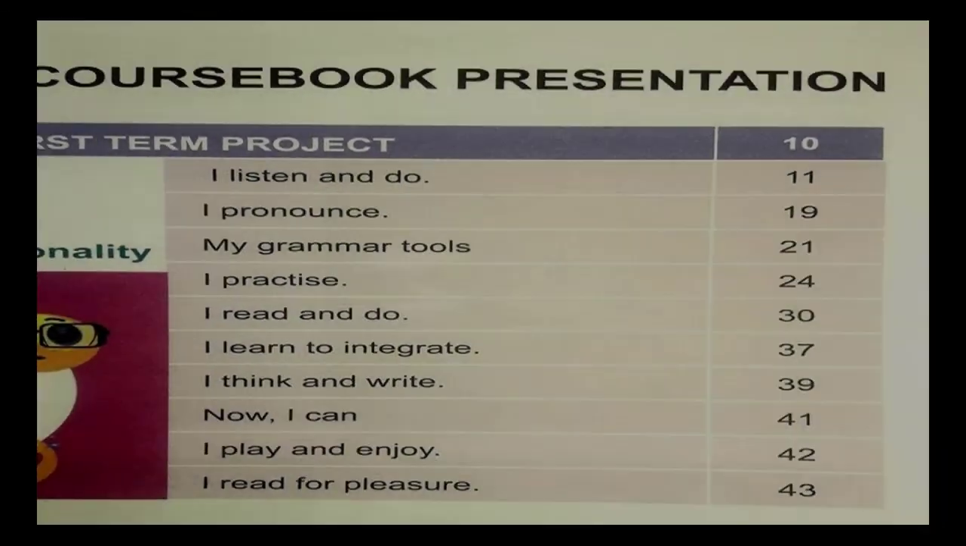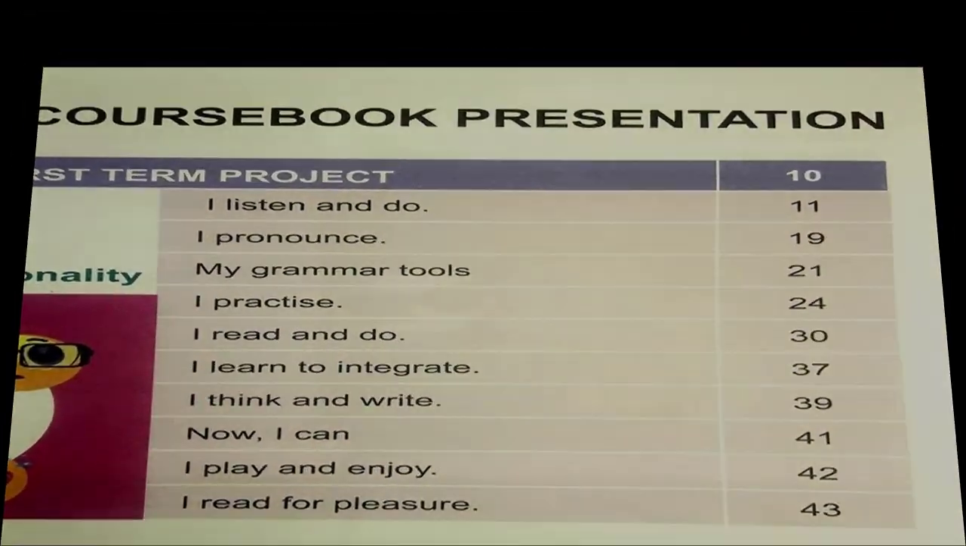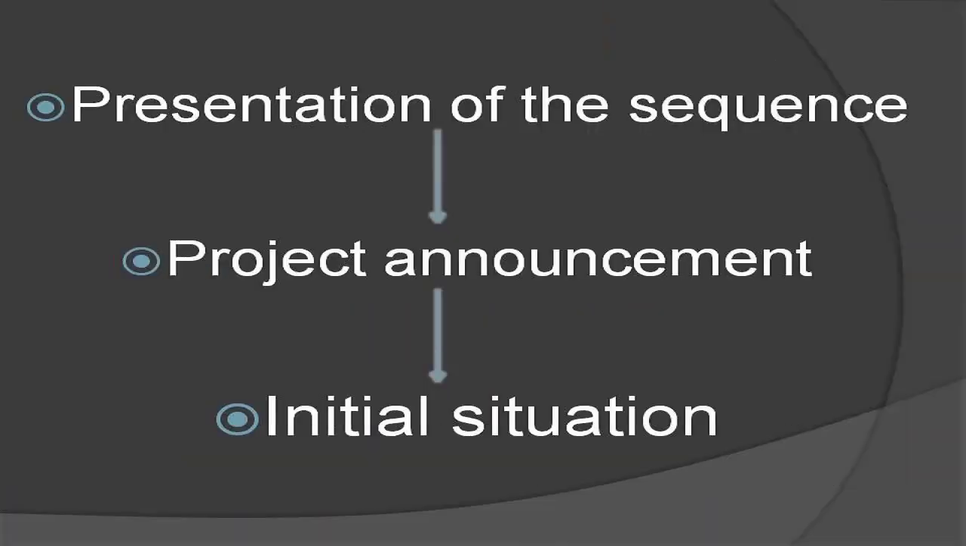The title of the sequence is: me, my abilities, my interests, and my personality. So you're going to present the sequence in the first session when you start the program. You're going to present the sequence, you're going to name it, and of course you have to deal with the project announcement. So you announce the project for your pupils, and then you're going to move to the initial situation.